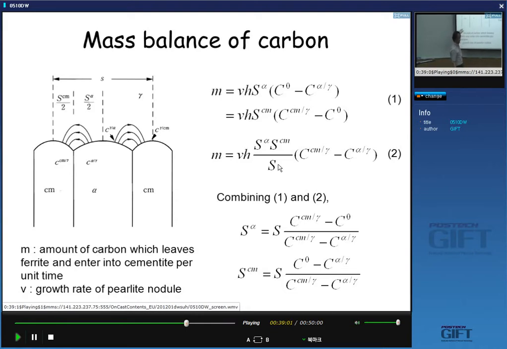Then, with the movement of this interface with velocity v, this amount of carbon should be rejected from the ferrite, right? Here, v multiplied by this solubility difference, and h times S_alpha is the area swept by the movement of the interface. So this will be the carbon rejected from the ferrite, and similarly, this should be the amount of carbon absorbed by the cementite.